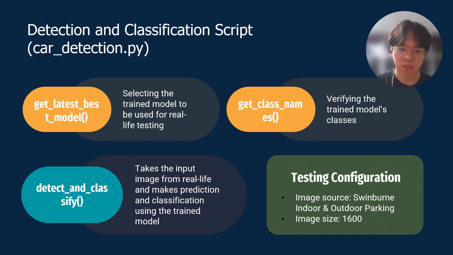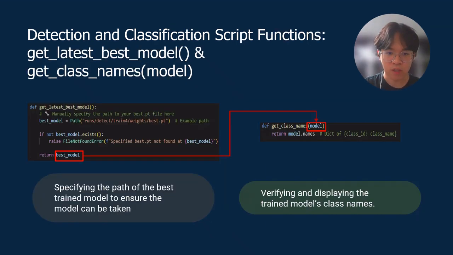And in this script, in the testing configuration, we will take the image source from the Swindon indoor and outdoor parking, and we have the input image size of 1600. We need to choose a high resolution so that the model can accurately identify each of the pixels and make correct predictions. So here, we have the first 2 functions, which are get_latest_best_model and get_class_names.